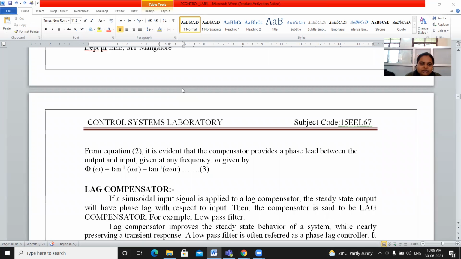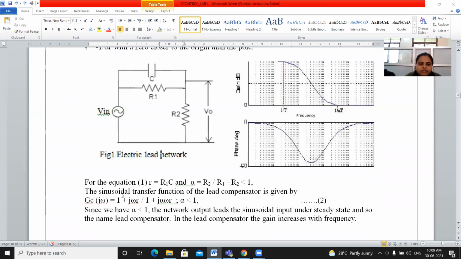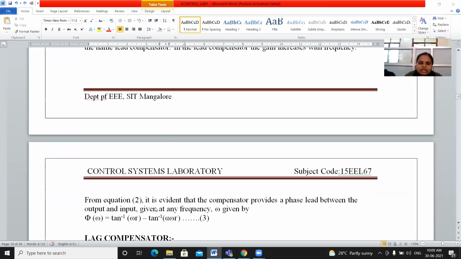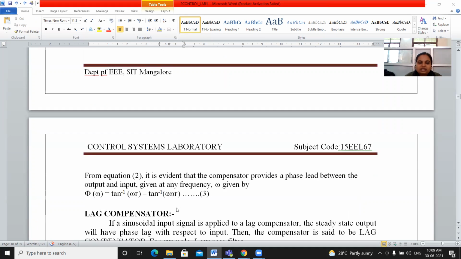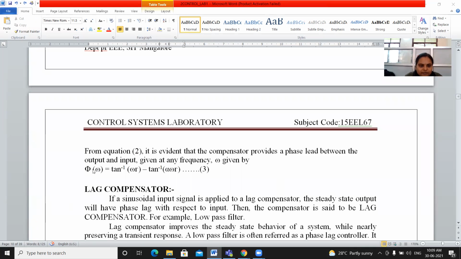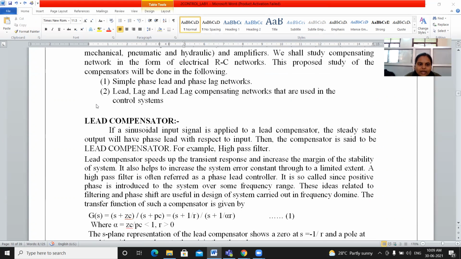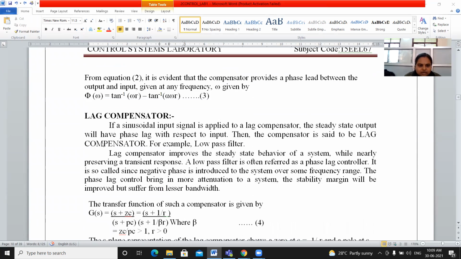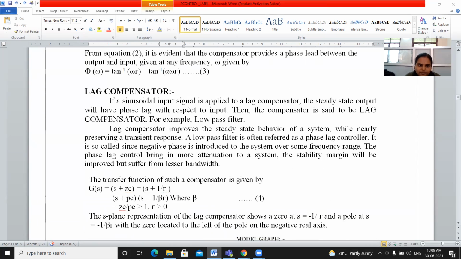From equation 2, it is evident that the compensator provides a phase lead between the output and the input, and the phase as a function of frequency is given by phi(omega) = tan inverse of (omega gamma) minus tan inverse of (alpha omega gamma). This is the phase we will get in terms of frequency. This is about the lead compensator.